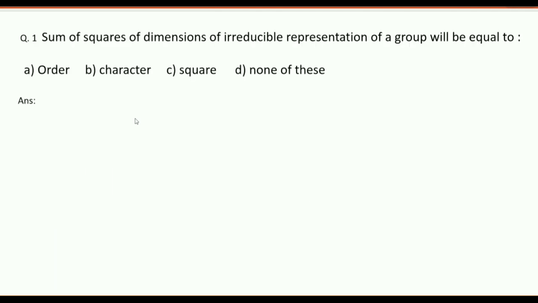First question: the sum of squares of dimensions of irreducible representation of a group will be equal to order, character, square, or none of these. So for example, let's take the C2V point group. In the C2V point group, I will write only one irreducible representation. The symmetry elements are E, which means identity, then C2 rotation, then sigma V and a sigma V dash plane. So these are the symmetry elements.